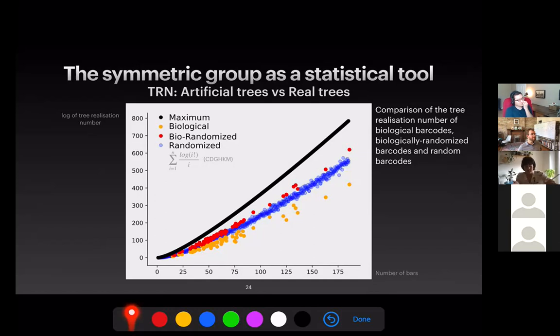And it's very interesting to see that with only one number, the tree realization number of the barcode, you're able to see that neurons are not random, right? They're very different from those random blue barcodes. And later on, with Justin, Brendan, Jordan, Lida, and Catherine, did I cite everyone? Yes. We identified this blue curve as this formula here, but I'm not going to go into details.